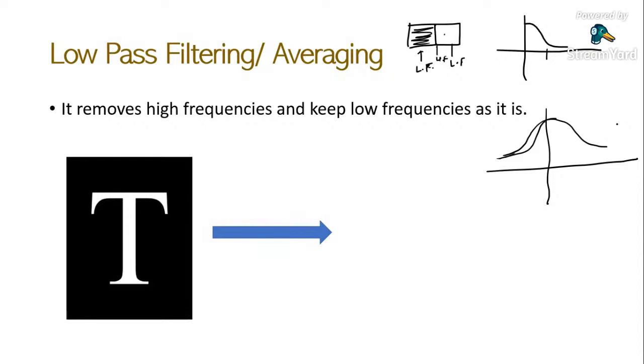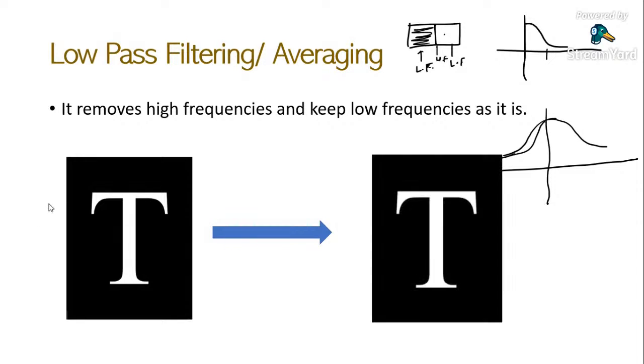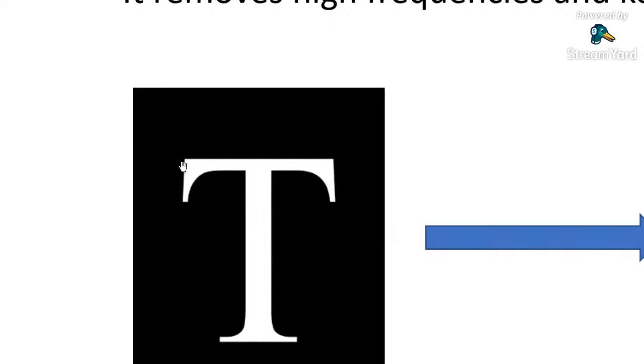So low pass filtering removes the high frequency and keeps the low frequency as it is. For example, if this image is taken as input and you apply the low pass filter, what will be the output? This is the output. There is no drastic change in the output, but I will zoom those images. Here you can see the edges. This is the edge, and this is a low pass region, this is a low pass region, but the edge is a high pass region.